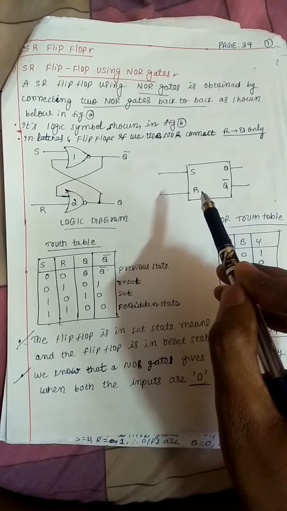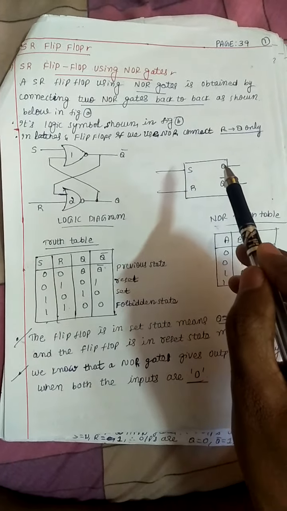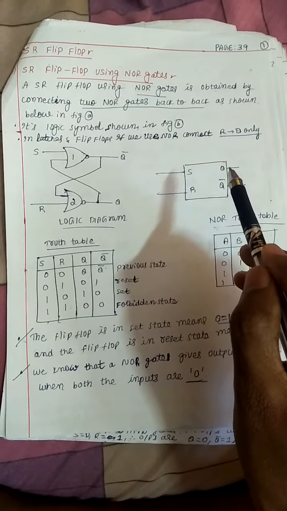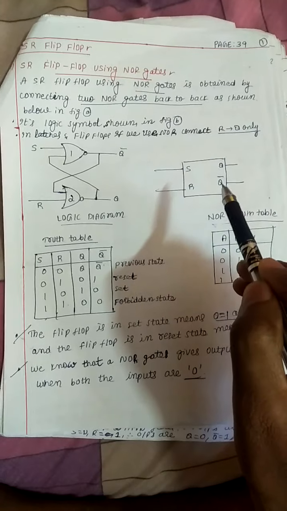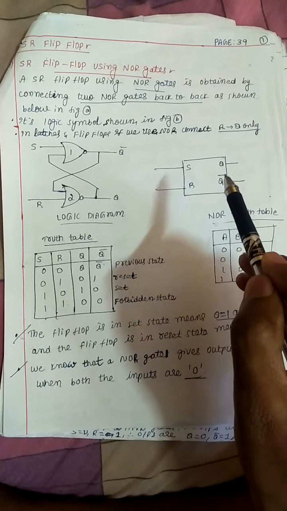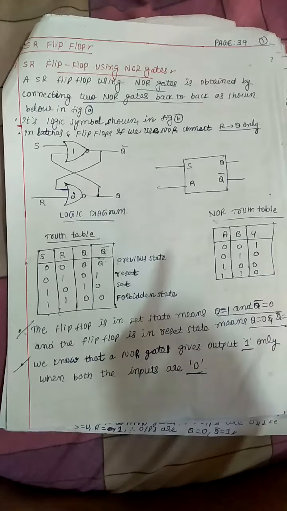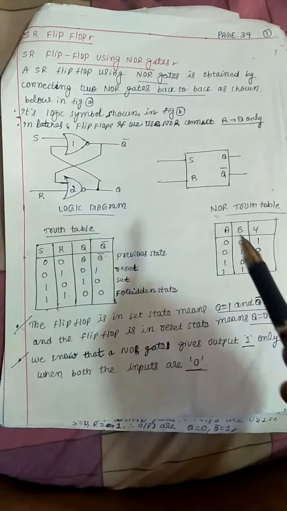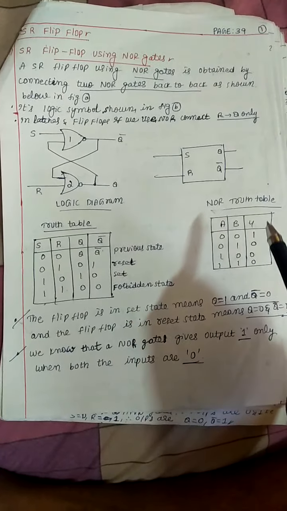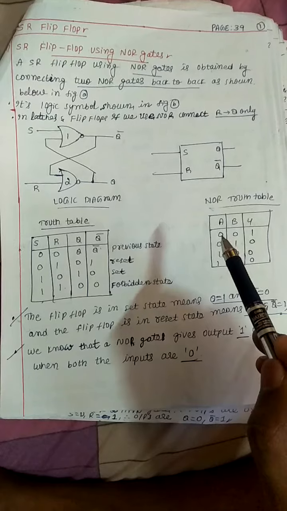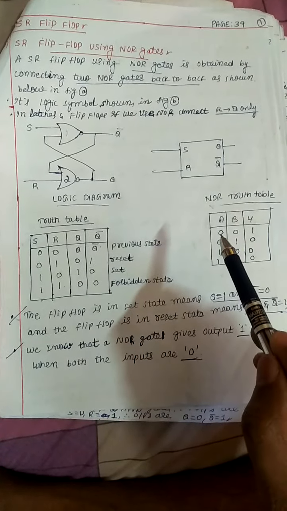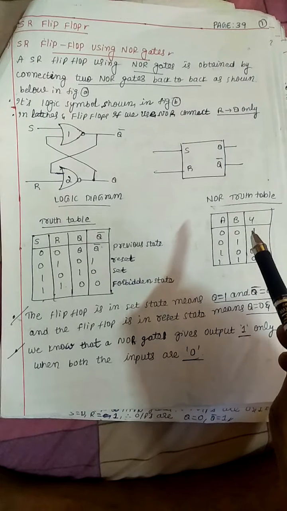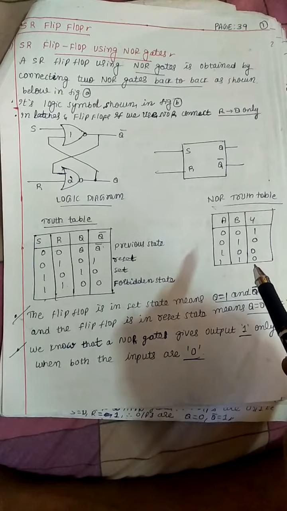R stands for reset, S stands for set, Q is the output, Q bar is the complement of Q. In the sense, if Q is 0 then Q bar is 1, and if Q is 1 then Q bar is 0. Here in this diagram we are using NOR gates, so you should know the truth table of the NOR gate, which we already studied. If both the inputs are 0 0, then the output is 1, otherwise the output is 0.